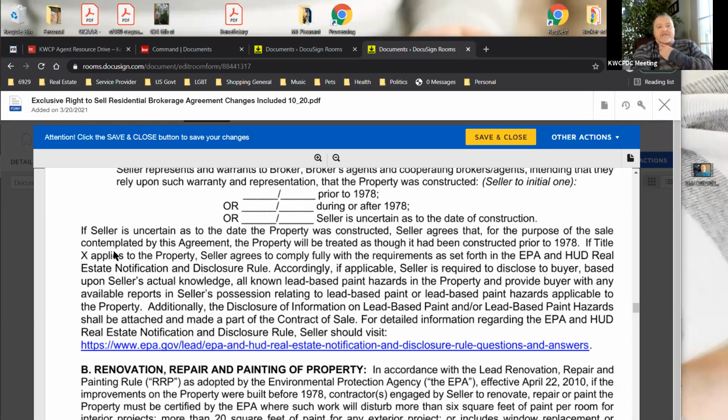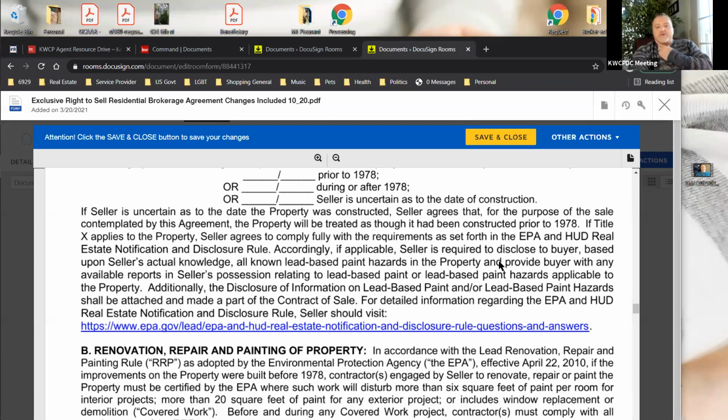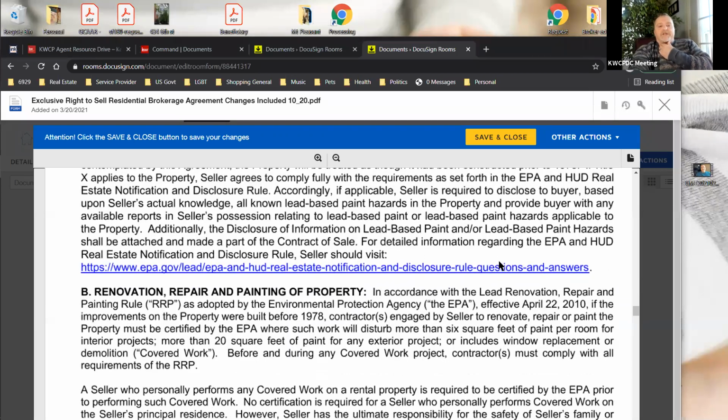If Title 10 applies to the property, seller agrees to comply fully with the requirements set forth in the EPA and HUD Real Estate Notification Disclosure Rule. Accordingly, if applicable, seller is required to disclose to the buyer, based upon seller's actual knowledge, all known lead-based paint hazards in the property and provide buyer with any available reports in the seller's possession relating to lead-based paint or lead-based paint hazards applicable to the property. Additionally, the disclosure of information on lead-based paint or lead-based paint hazards shall be attached and made a part of the contract so that you can provide that to your buyers who make offers.